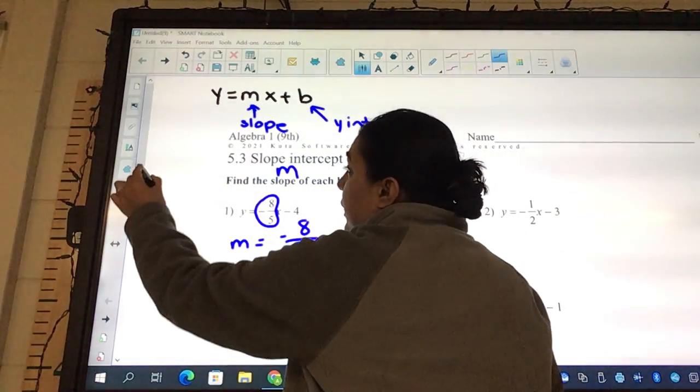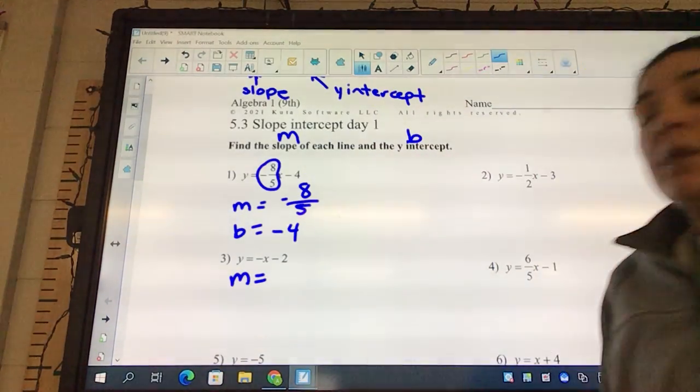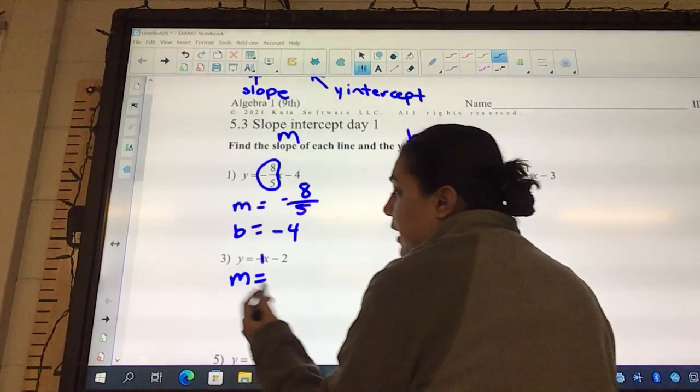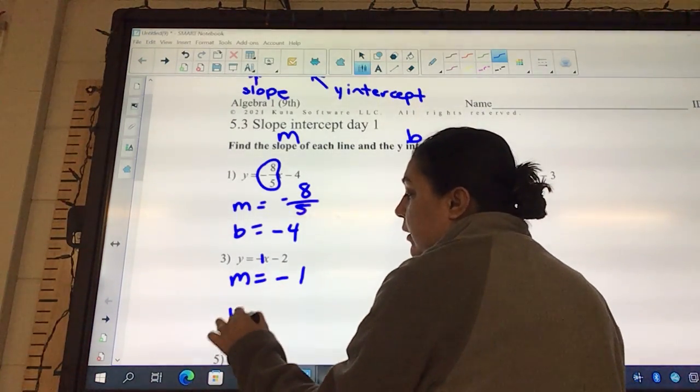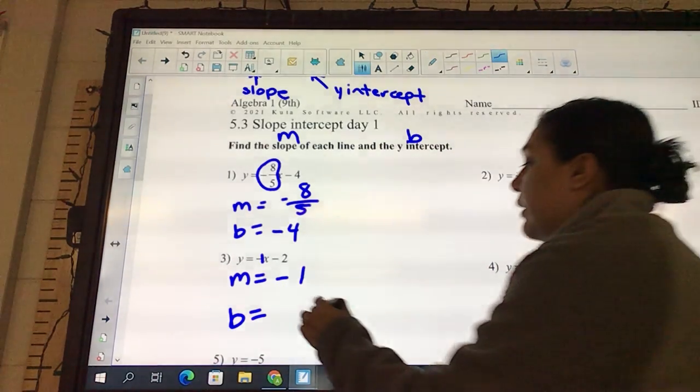If we look at 3, my slope, or my m, is what? Well, what number is in front of the x? There's really a 1, and there's a negative there, so my slope is going to be negative 1. My y-intercept, or my b, is going to be negative 2.